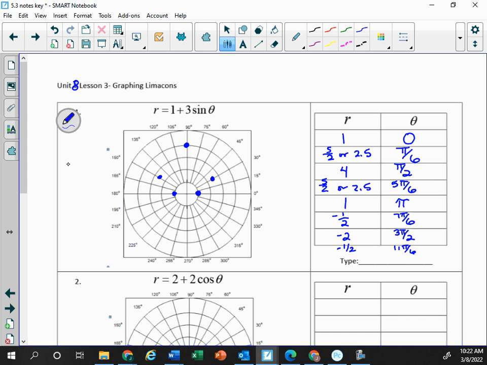All right, then we have some negatives. So negative 1/2. Remember, I'm starting on the left side, and then from that starting point, I travel around 7 pi over 6. So negative 1/2 comes around right in the middle there. You guys see it? All right, negative 2, 3 pi over 2. Where is that?